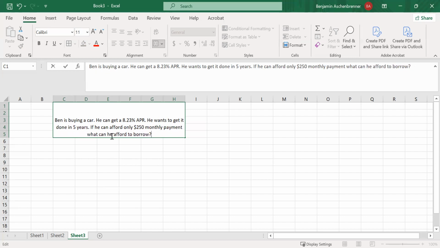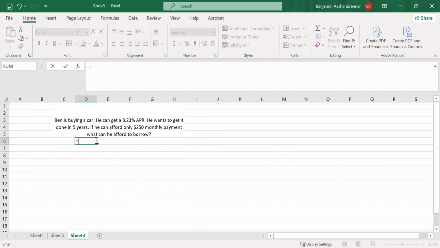That's why I call the PV formula the responsible borrowing formula, because you're considering the question not from the starting point of I've found a car and I want to buy this, but I can afford to pay this much per month. So what can I afford to borrow on that? Same thing here. I'm just going to put 60 directly in, and then I put my minus 250 here. Again, the negative goes in there at the end because that's the way all three of these formulas work.